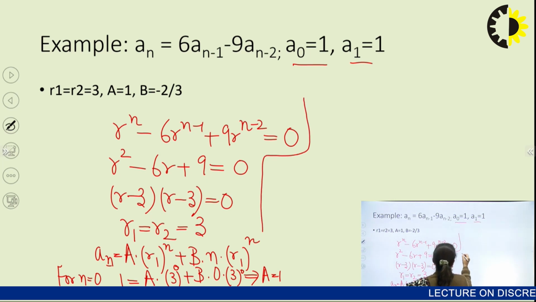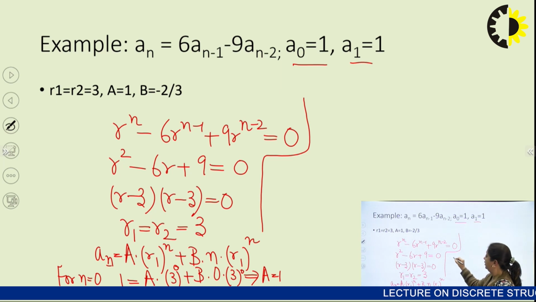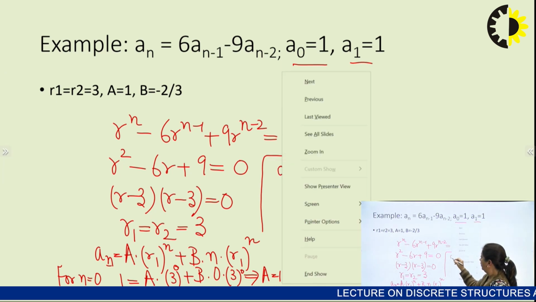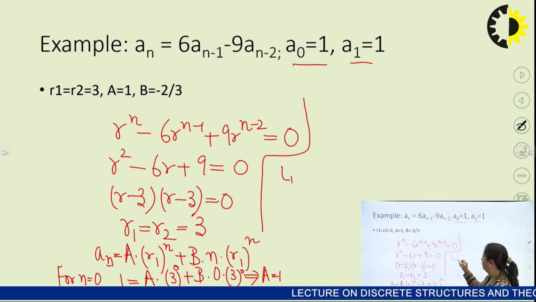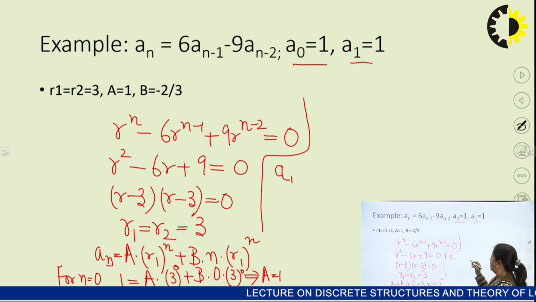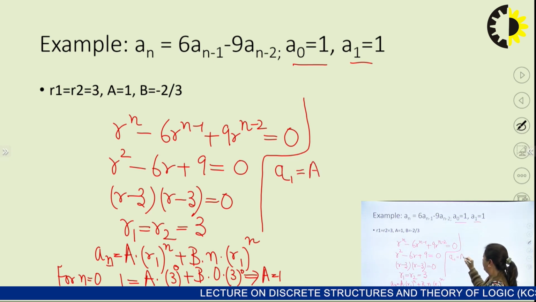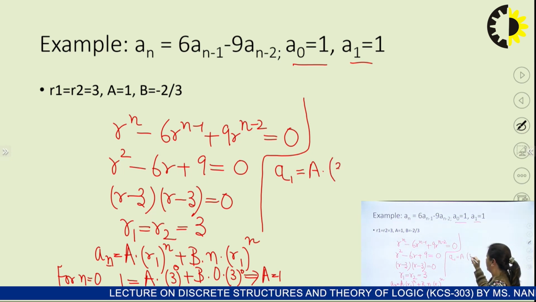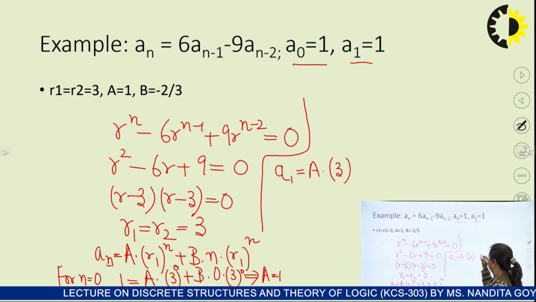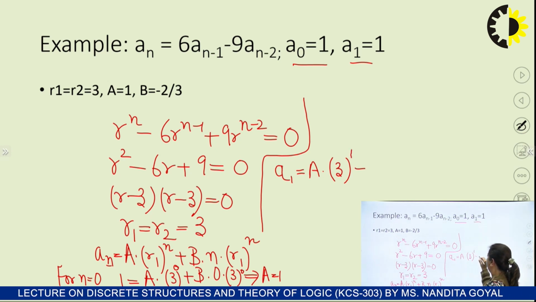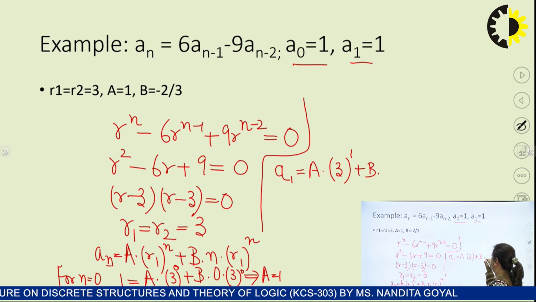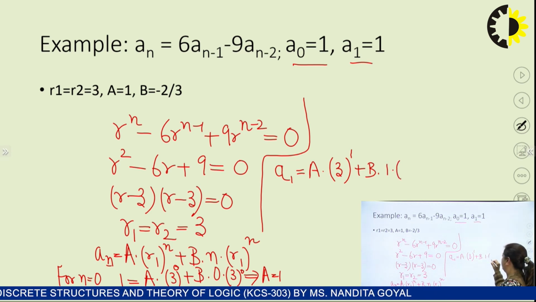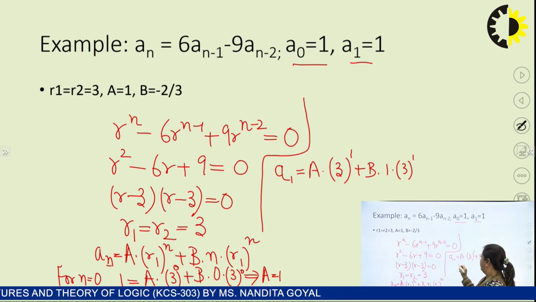Now I have another equation, that is a1 is equal to capital A to the power r1. What is the value of r? The value of r is 3 to the power n. N is 1 plus b into n, that is 1 into 3 to the power 1. Already I know that the value of a1 is 1, the value of a is 1.